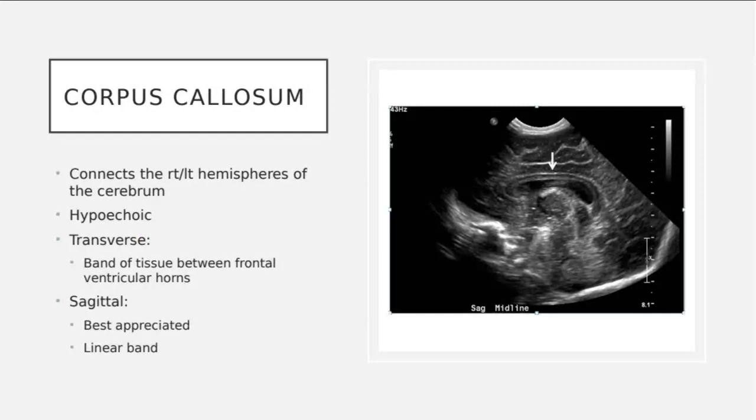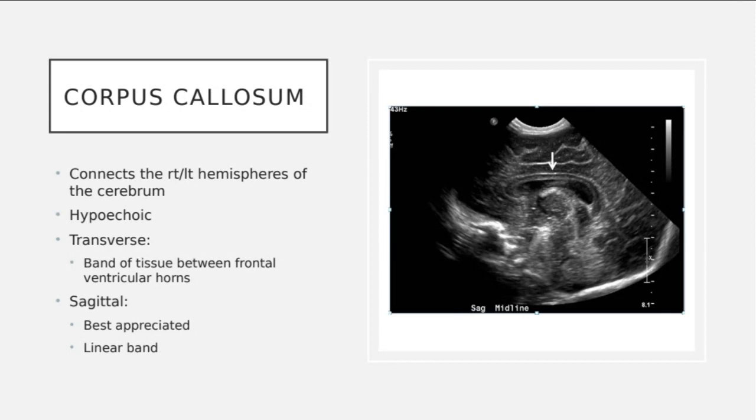Okay, so talking about our corpus callosum, like we just said, it's going to keep the right and left hemispheres of the cerebral tissue connected so that they can communicate with each other. And we can evaluate this on ultrasound, and we should evaluate this on ultrasound if it is clinically indicated. Not necessarily part of a routine anatomy scan, but if we're questioning some sort of brain abnormality, we want to be doing a deeper dive.